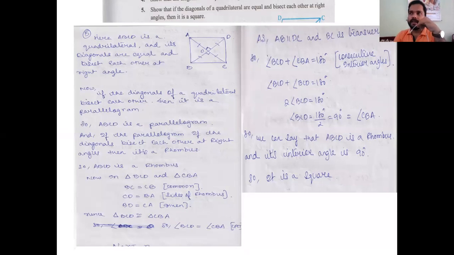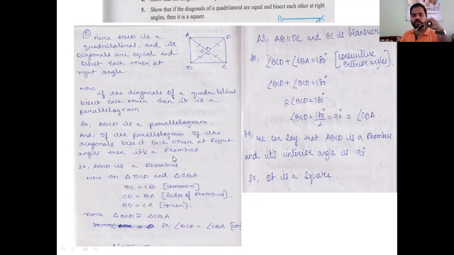See, we know the property of a rhombus, that if in a quadrilateral the diagonals bisect each other at right angles, then it is a rhombus. So you see, first of all, it will be a parallelogram because the diagonals bisect each other. But the diagonals bisect each other at right angles, so it will be a rhombus. Up to here, we proved.